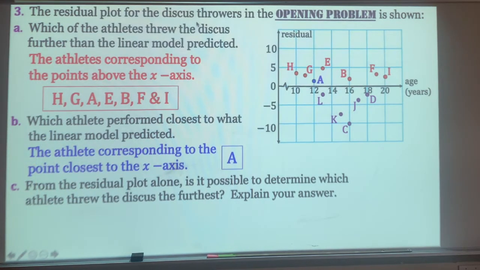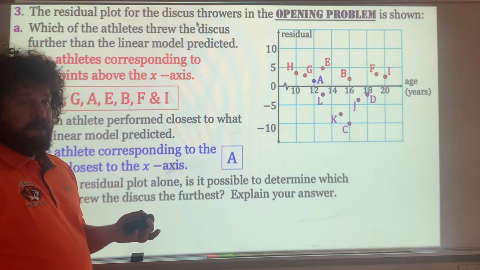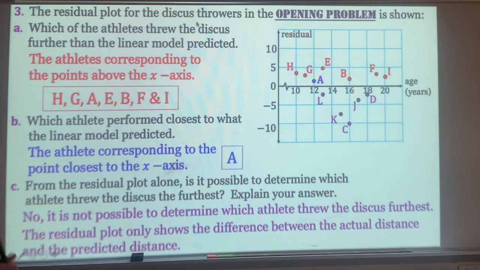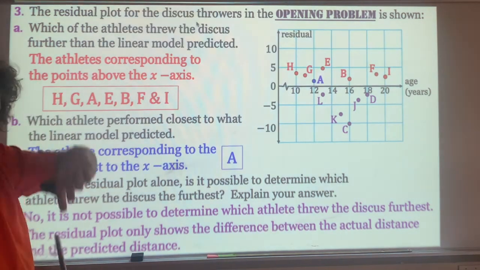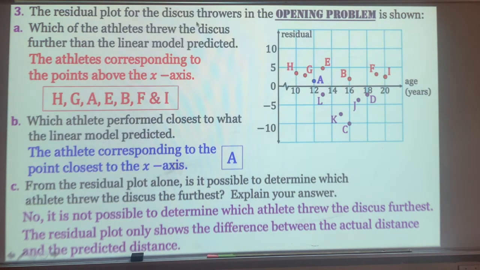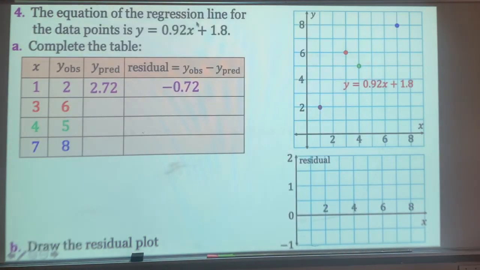From that residual plot alone, is it possible to determine which athlete threw the discus the furthest? Can you figure out who actually threw the discus the furthest? No, you actually can't, because you just know how they are related to the actual prediction. But we don't know what the actual scatter plot looks like anymore. We just know what the residual looks like. All right, the residual plot only shows the difference in the distance between the actual line and where they threw it. Okay. Very important aspect of statistics. And statistics is a class that most people take in college. This is very useful.